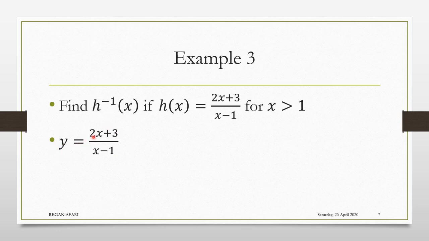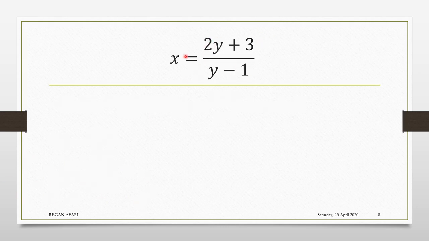y is equal to 2x plus 3 over x minus 1. Now we will interchange the positions of x and y like we've been doing. So now x comes here, y goes here. Now our job is to make y the subject. I will repeat this so that we will not come back to this slide. So this is what we have. Let's now make y the subject. To make y the subject, the denominator will go and multiply this part.